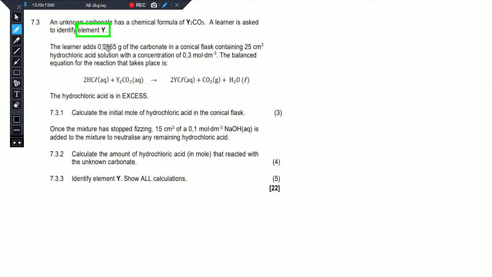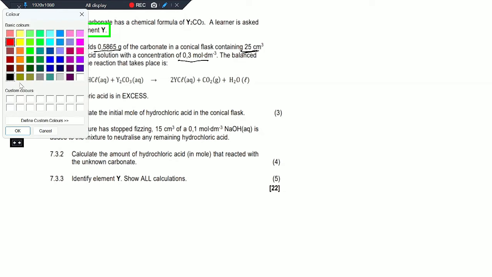Then the learner adds 0.5865 gram of this unknown carbonate in a conical flask containing 25 centimeter cube volume of hydrochloric acid solution with a concentration of 0.3 mole per dm cube. The balanced equation for the reaction takes place as follows. Now they say the hydrochloric acid is in excess.